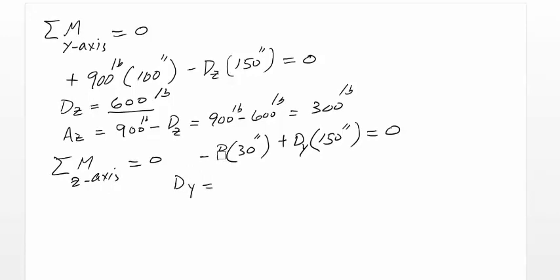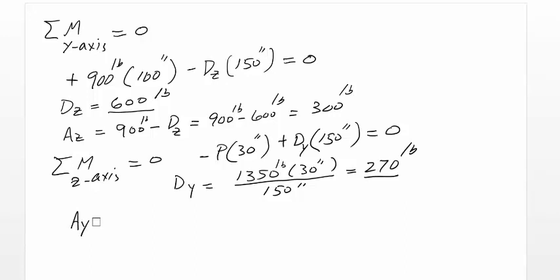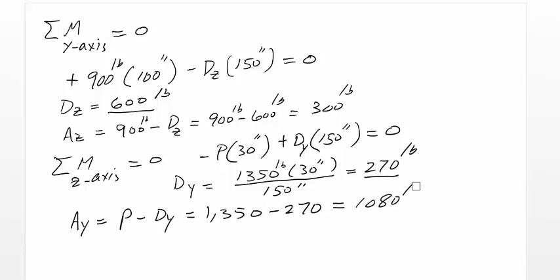The value of P was 1,350 times 30 inches divided by 150 inches equal to 270 pounds. Finally, from the second equation of equilibrium, we can see that AY is equal to P minus DY, or equal to 1,350 minus 270 equal to 1,080 pounds. All the questions being answered.